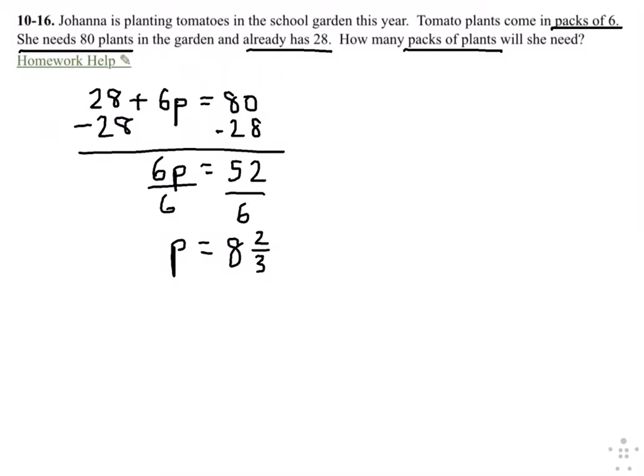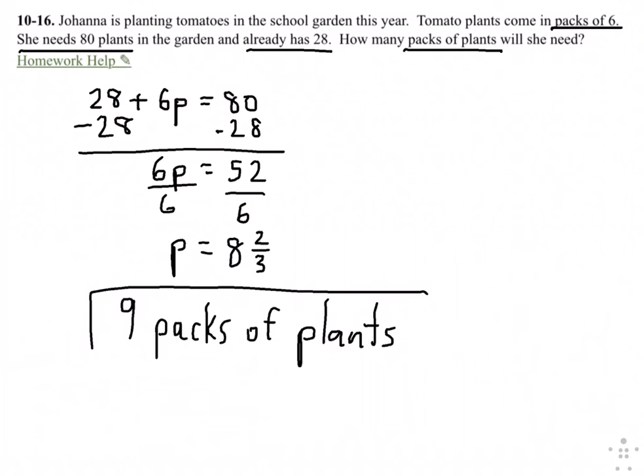But clearly she's not allowed to buy 8 2/3 packs, right? You have to buy a full pack, right? So she needs 9 packs of plants, right? If she buys 8, she won't have enough. And to get up to 80, she needs 9 packs.